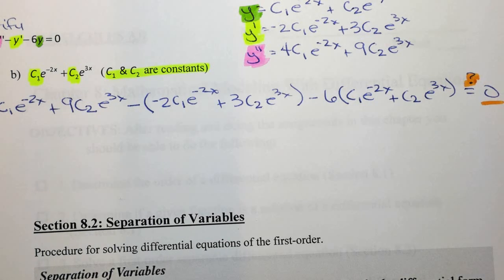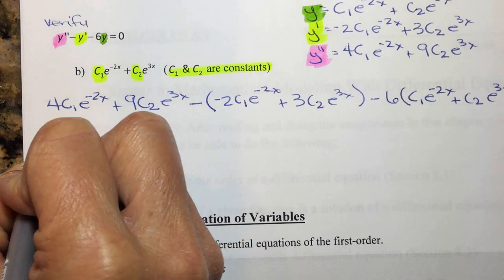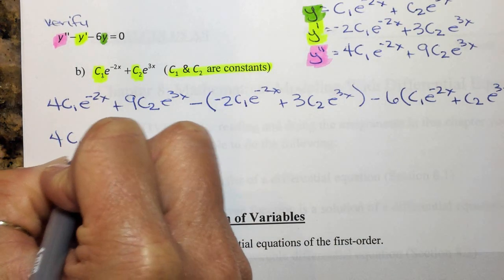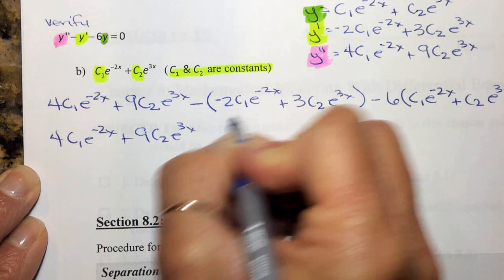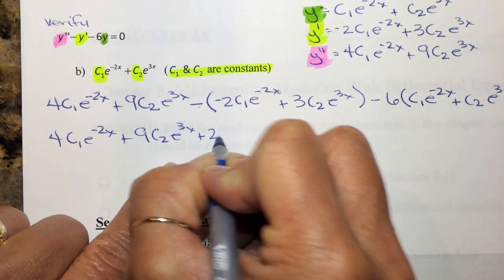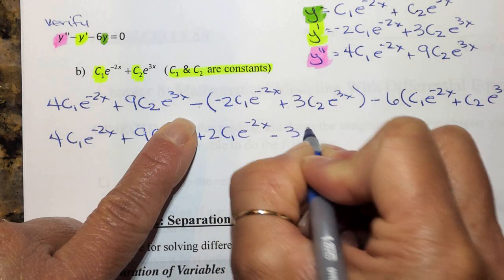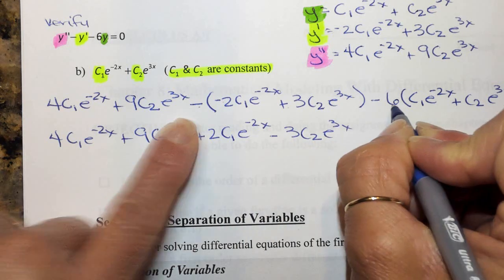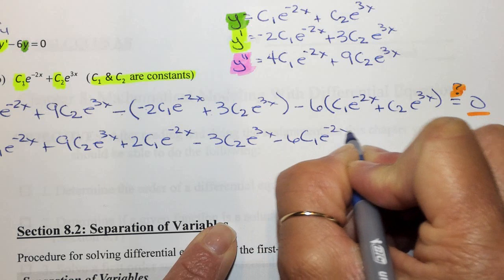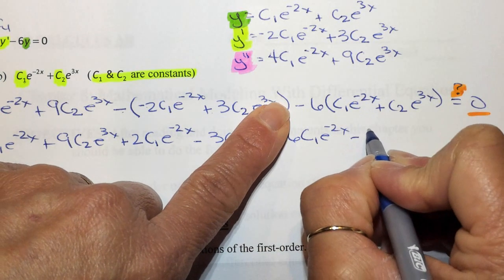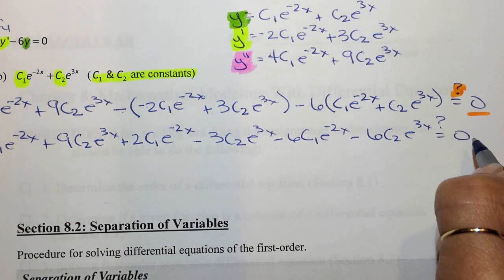Okay? All right. So what we're going to do is this will stay, distribute, distribute. So you have 4 c sub 1 e to the negative 2x plus. Let's distribute. So negative, negative becomes positive. Negative, positive becomes negative. Distributing a negative 6, this is minus 6 c sub 1 e to the negative 2x minus 6 c sub 2 e to the 3x, and again, does that equal 0?